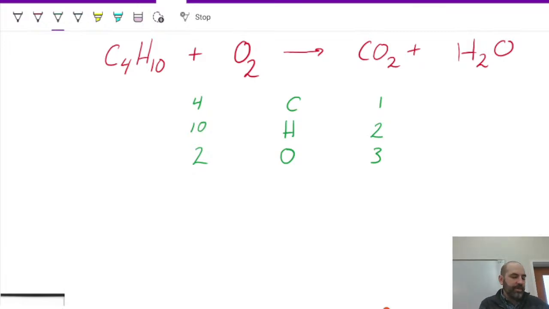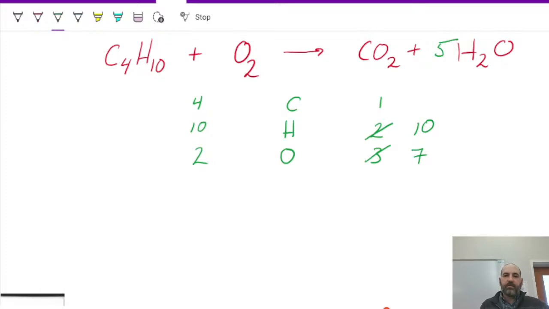We started with the top one last time, so let's start with hydrogen this time. Again, it doesn't matter. We've got 10 hydrogen on the left and 2 on the right. So we want 10 on each side because we can't decrease the numbers. So that means we need to put a 5 here. And why a 5 there? Because 5 total water molecules gives us 10 individual hydrogen atoms, because there's 2 hydrogens per water molecule. So now we no longer have 2 hydrogens over here, we have 10. And we no longer have 3 oxygens, we have 5 plus 2, which is 7.